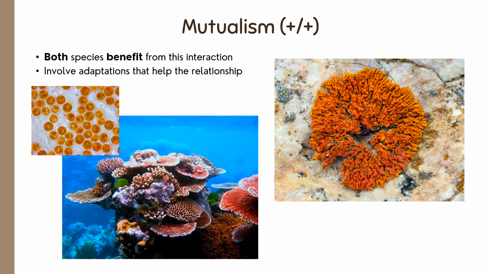Here we have coral, and we have an algae called zooxanthellae. The algae are able to photosynthesize, and they live in the coral or on the surface of the coral. Through photosynthesizing, they provide nutrients for the coral, and then the coral provides a home for the algae. So coral benefits by getting the nutrients, and the algae benefit by having a protective home. Here we have lichen, which is a fungus and an algae or a cyanobacteria growing together. They benefit from each other by sharing nutrients and providing protection for each other.